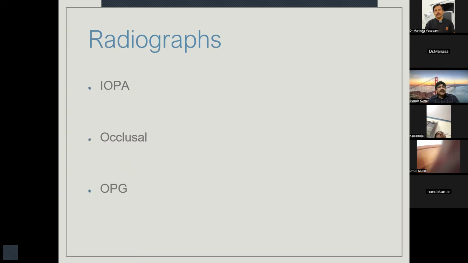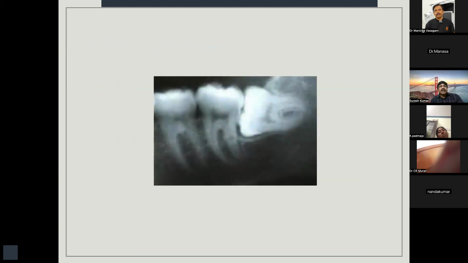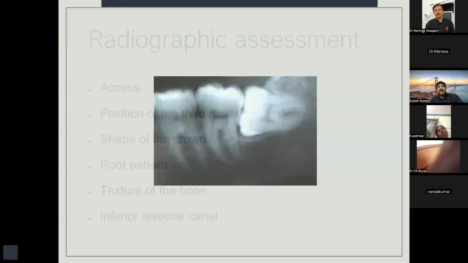You don't need a very complicated investigation tool. Just plain two-dimensional X-rays will do. It can be either intraoral like IOPA or occlusal, or we can also take an OPG, an extraoral X-ray. These can show us better pictures. If you ask me which is the best X-ray for assessing impacted lower third molars, all the textbooks say the IOPA X-ray is the best X-ray to diagnose, provided we take it at the right angulation.